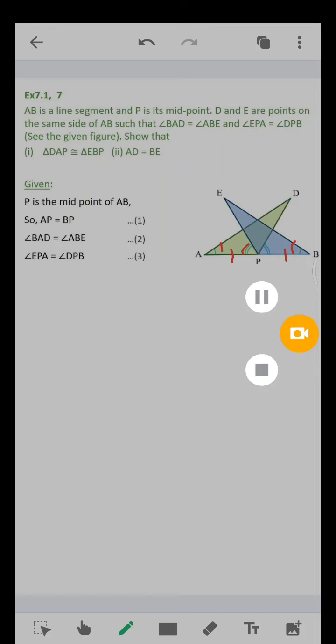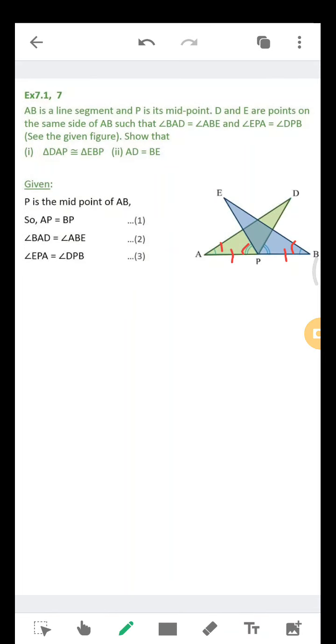But I need this complete angle to prove these triangles are congruent. This complete angle I need here. Okay, so which part is missing? DPE, this part is missing in this angle. Next, DPB. Okay, you can see EPA is equal to DPB. So this part, if I add in this equation number 3, then I get the complete angles. So this is similar to the previous question again.